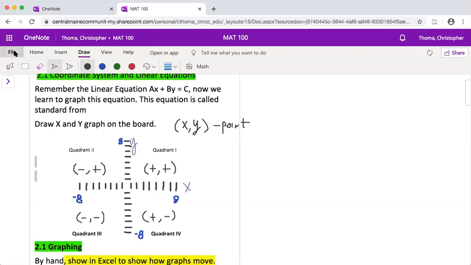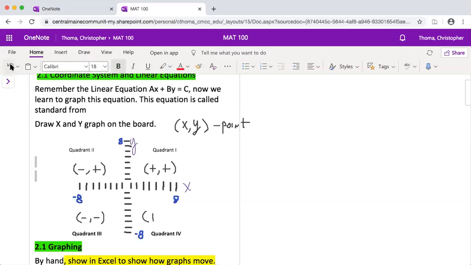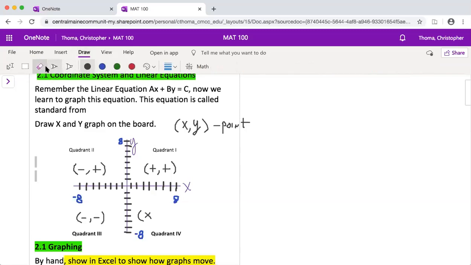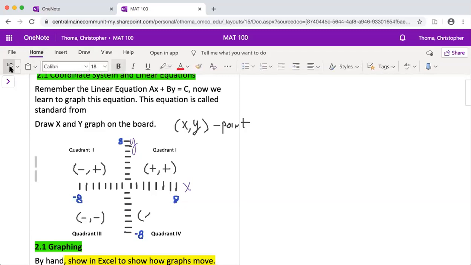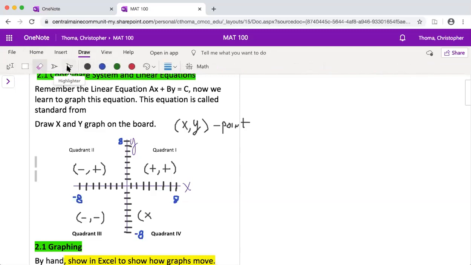Why is it doing that? It's erasing everything. Let's write over it.